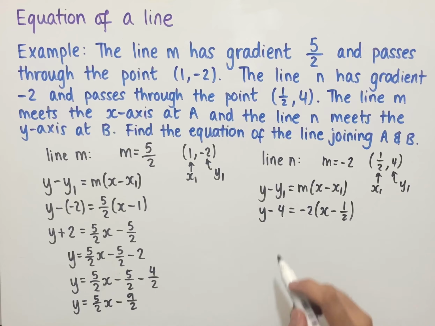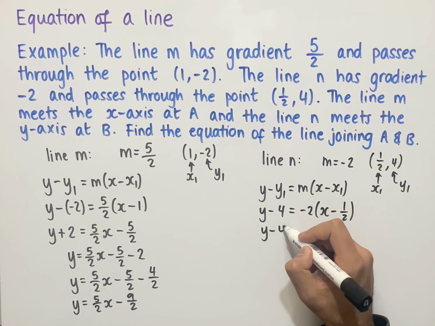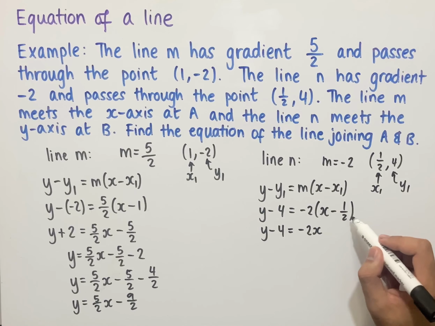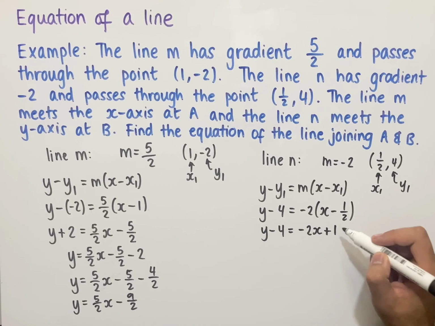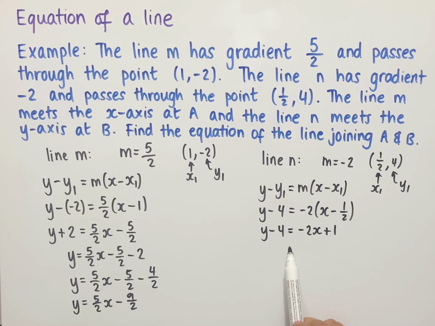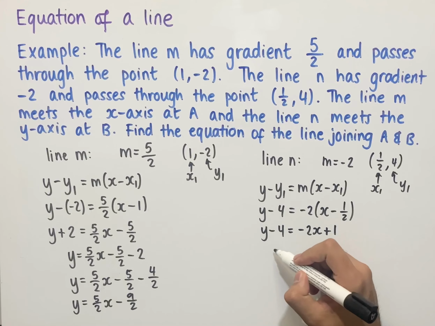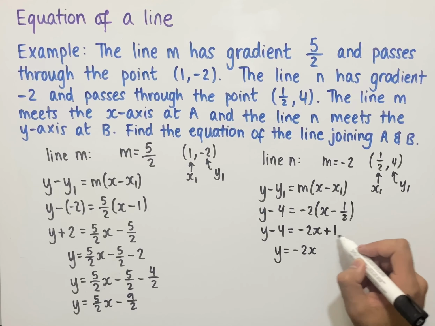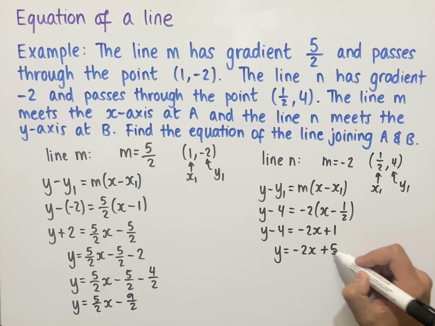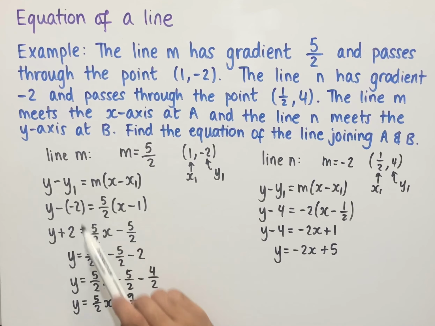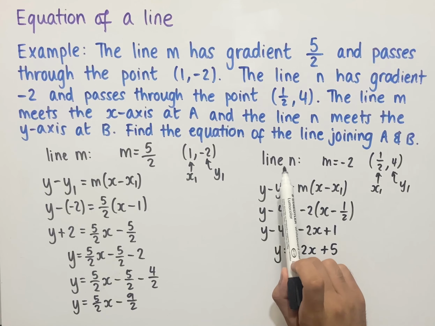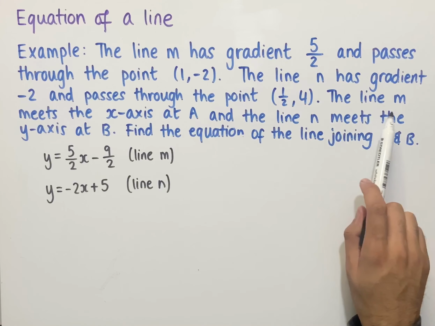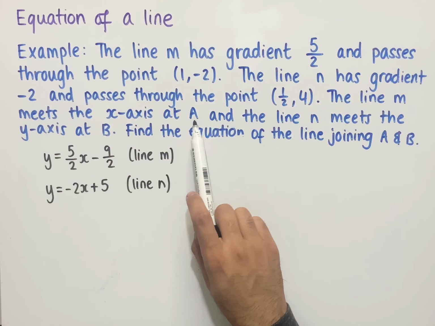If we now expand the brackets, we have y minus 4 equals minus 2x, and now minus 2 times minus a half gives us plus 1. Then writing this in the form y equals mx plus c, we add 4 to both sides. So we get y equals minus 2x, and then 1 plus 4 gives us 5. So we have the equation of the line m, which is this, and we have the equation of the line n, which is this.